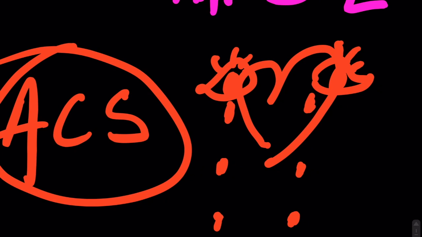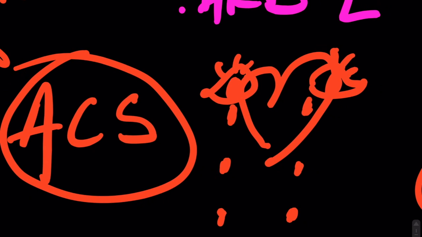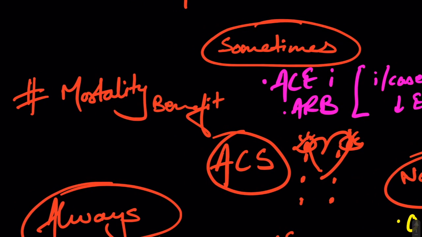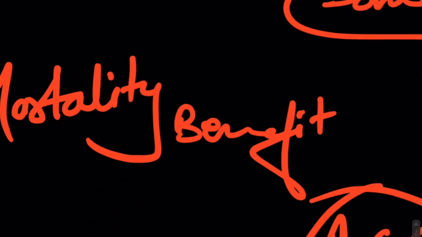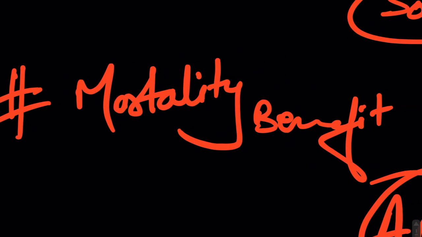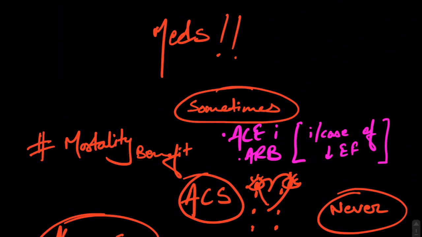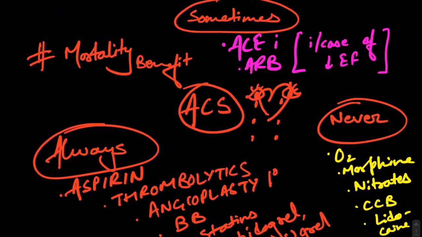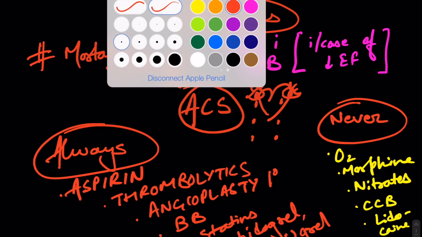So, ACS, now that's the little heart drawing, it's actually crying because of the ischemia, it's dying now. Coming to the drugs, how we categorize drugs is based on their mortality benefit. The first ones always give you a mortality benefit, so these are like sure shots. You should never ever miss giving them, okay?